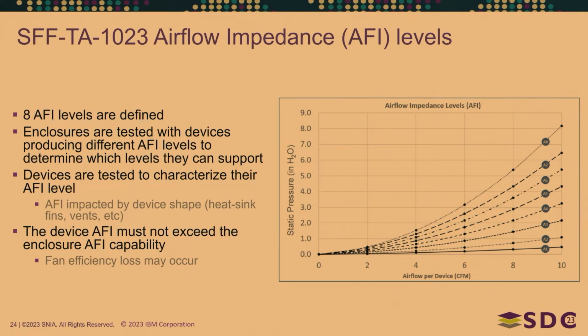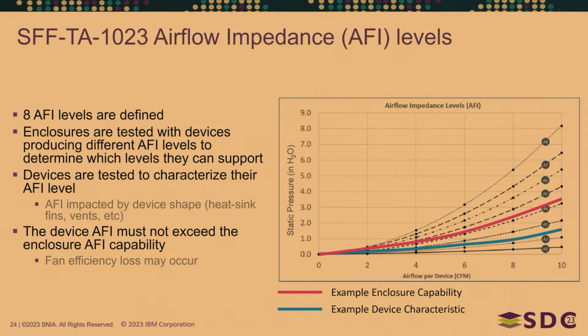And you want the airflow impedance tolerance of your storage server to be better than the AFI level of your devices. The issue is mainly with fan efficiency loss. If you have so much airflow impedance that you can't get air through, then you're not cooling anything because your air is not flowing. So that's really the knob you can turn on the enclosure side: higher performance fans. On the device side, you can change the shape of the device or how it impacts the air that goes through it.